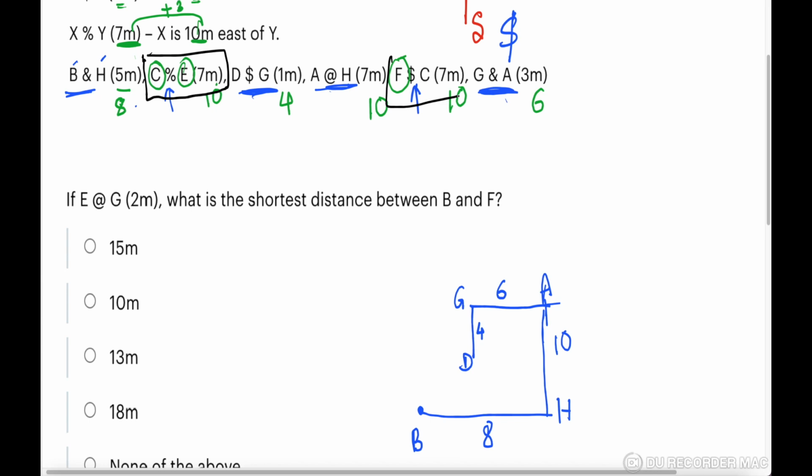Okay, let's come to the question part. The first question is E@G. E@G 2 meter.